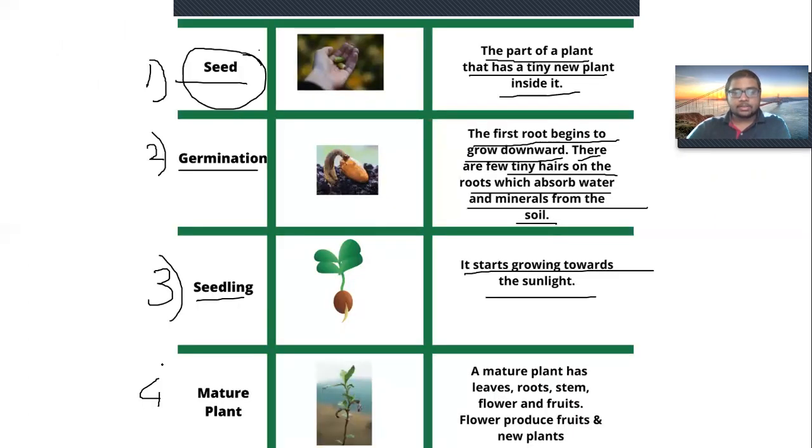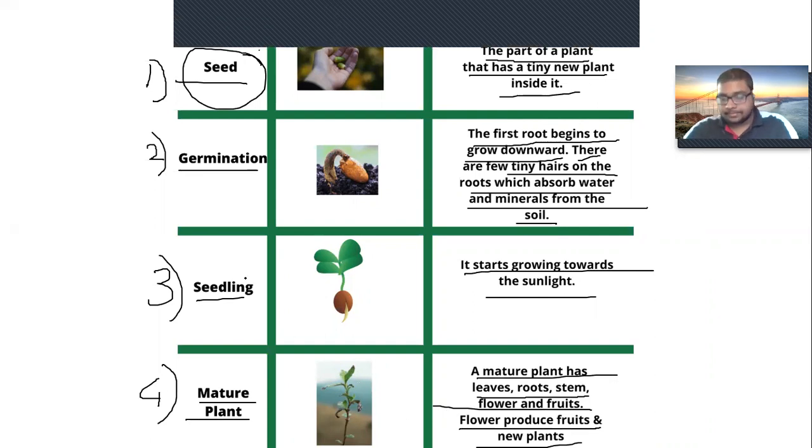And last but not the least, we get a mature plant. This is a mature plant, a picture. A mature plant has leaves, roots, stems, flowers, and fruits also. Flowers produce fruits and other new plants. Okay, so this is the cycle of how plants are created, how everything is done.